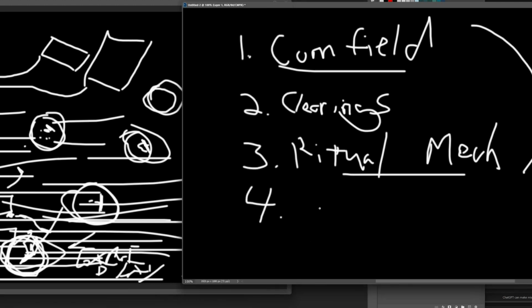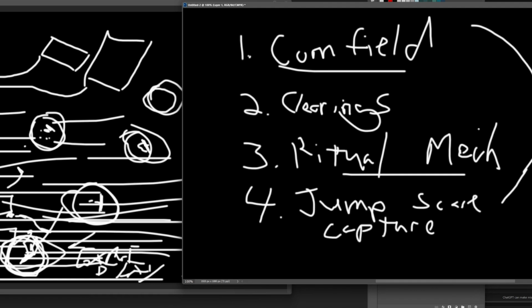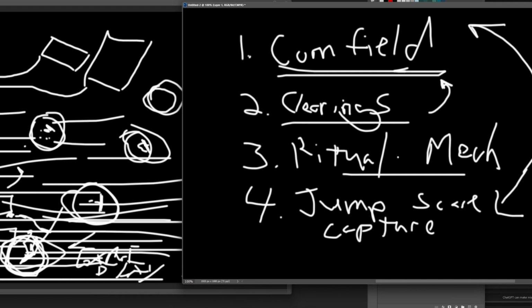So actually, I'm going to add a fourth in here to finish the loop. We need the jump scare / capture. Okay. So, this is a lot to do for 1 week, but I think I could do it. The cornfield can be procedural. The clearings could be part of how we create the cornfield, and I have some ideas for that. And then the ritual can just be some lights and some particles going off at certain times. And then the jump scare is everything that has to do with the scarecrow coming off and capturing you.